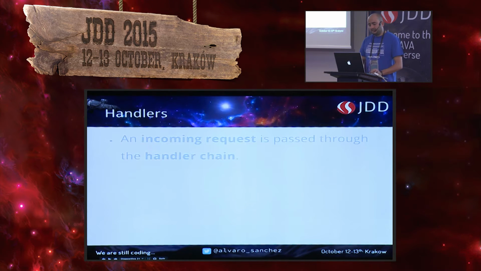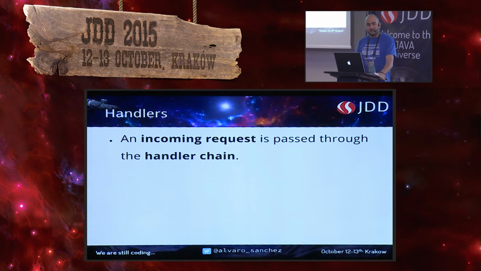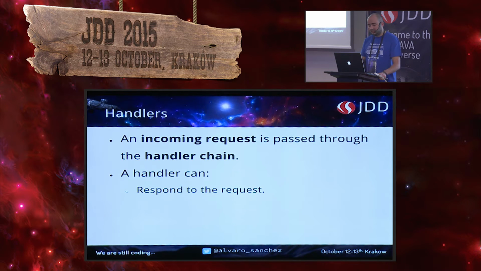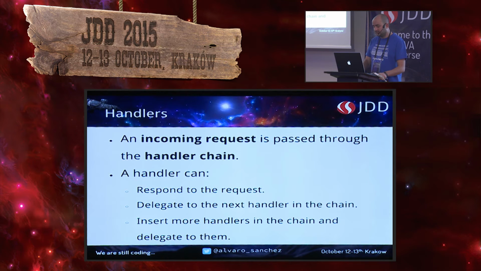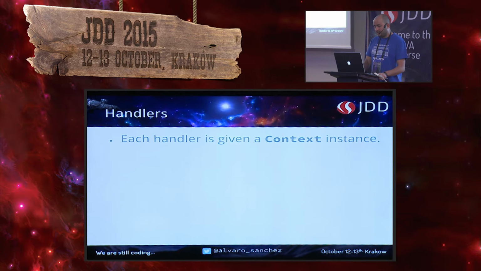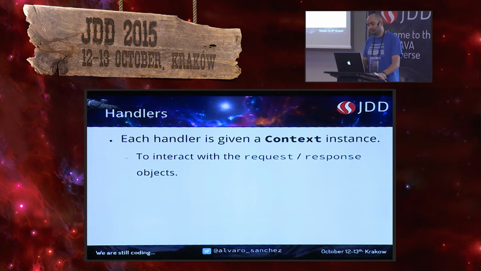Well, the most important concept of Ratpack is the handler. Essentially, when an incoming request is coming, it's passed through a chain of functions. So a handler is a function that can respond to the request. It can delegate to the next handler in the chain, or it can insert more handlers in the chain and delegate to them. So they basically can manipulate the chain. Each handler is given a context instance, so they can interact with the request and response objects. They can access the registry. I will tell you about this later on, etc.